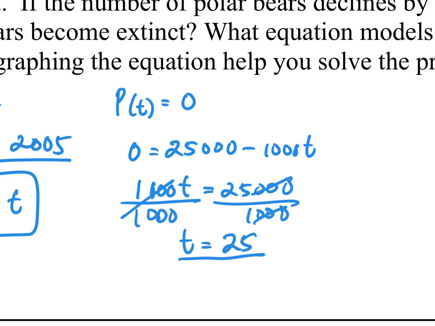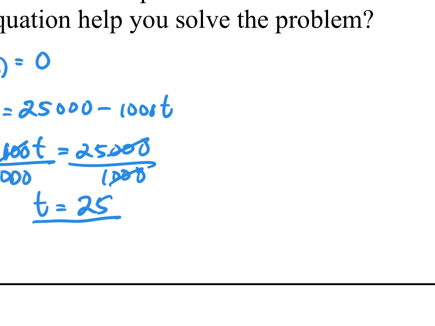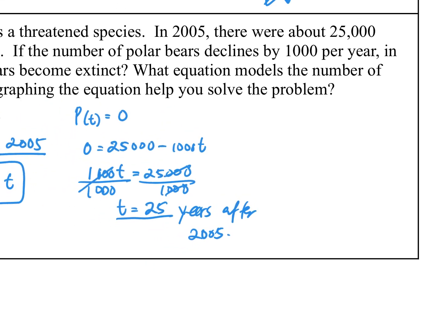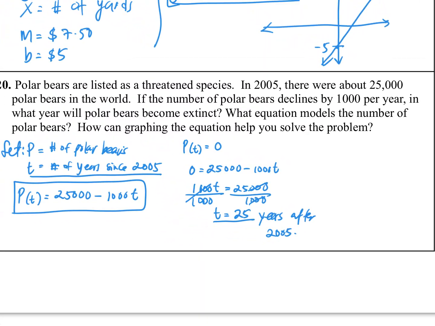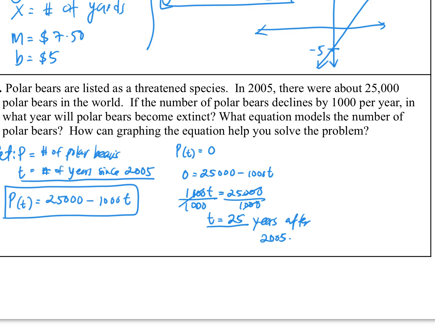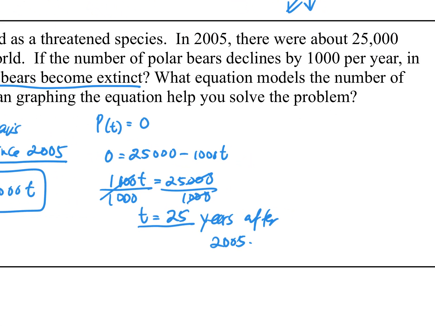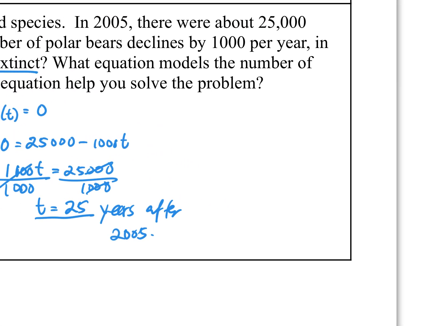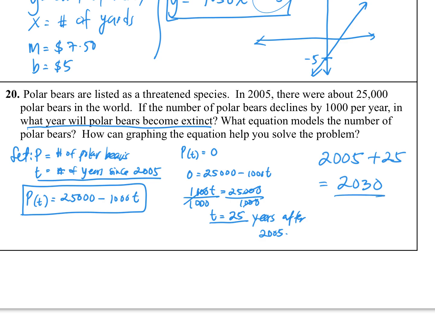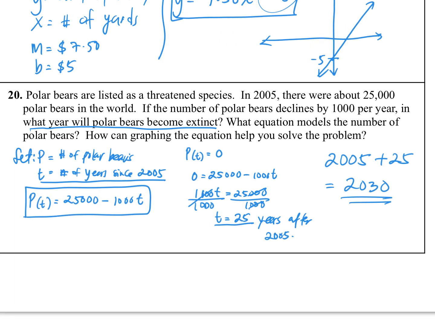Okay, so this is going to be 25 years after 2005. They're asking us, what year will the polar bears be extinct? If this is 25 years, that's going to give you 2005 plus 25 years, which gives you the year 2030. So by the year 2030, these polar bears are already extinct.